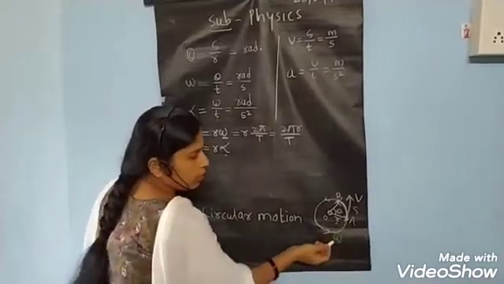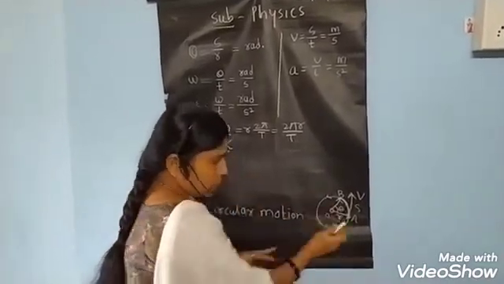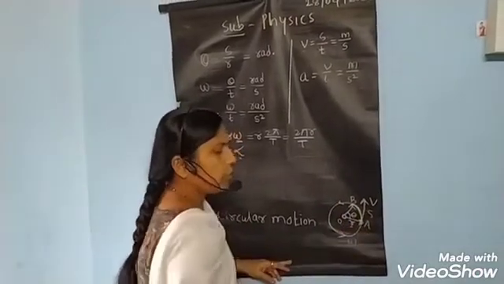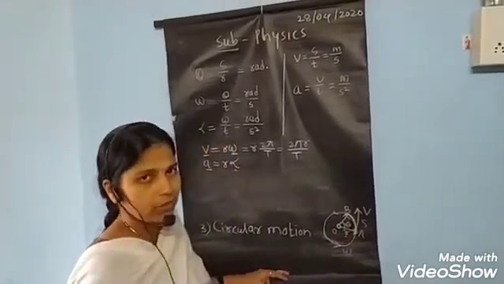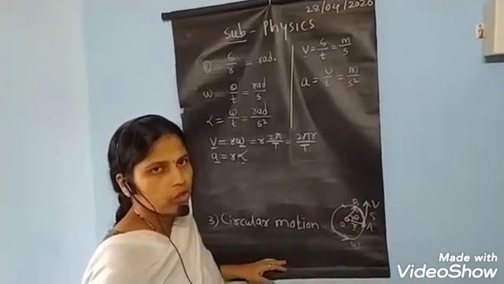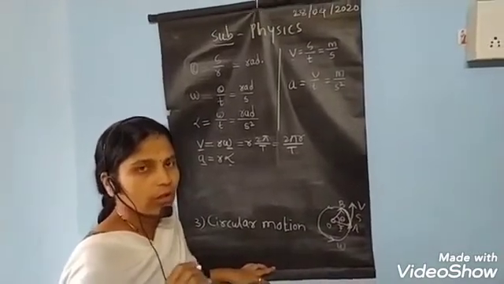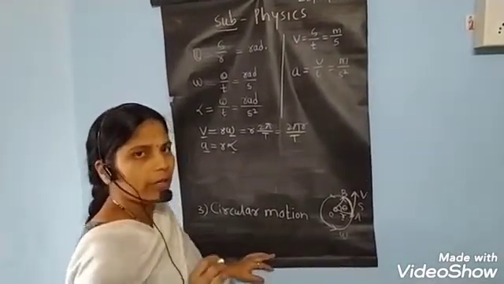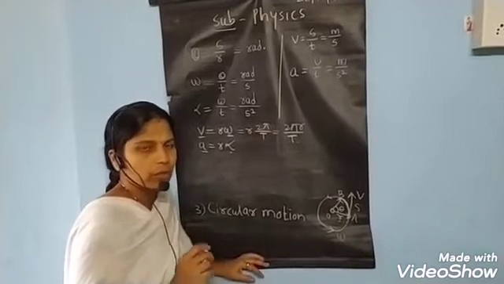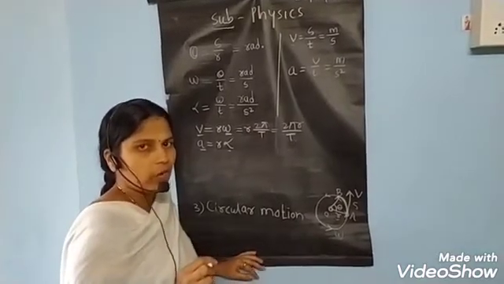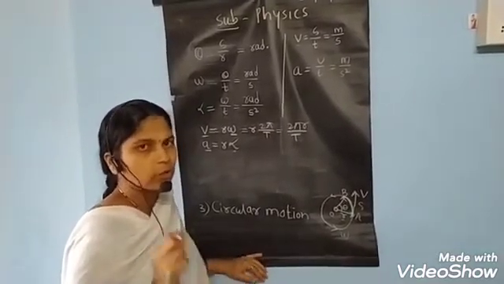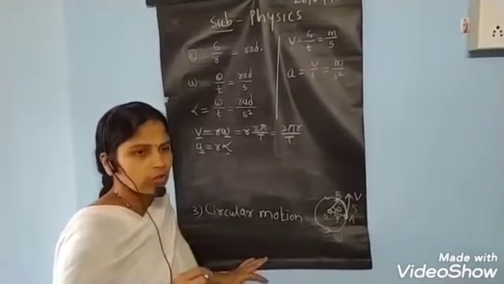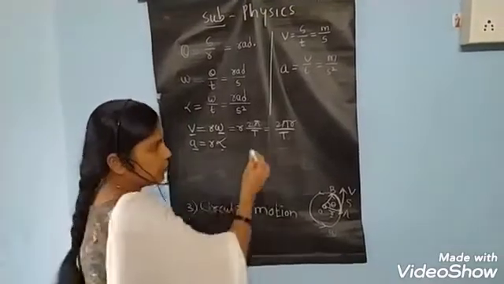Periodic time means what? When the particle starts its motion from A and ends its motion at point A, it completes one revolution, one rotation, one oscillation. Then the time taken by that particle, object or body is called the periodic time. It is the time taken by that body, object or particle to complete one revolution, one rotation, one oscillation or one vibration.